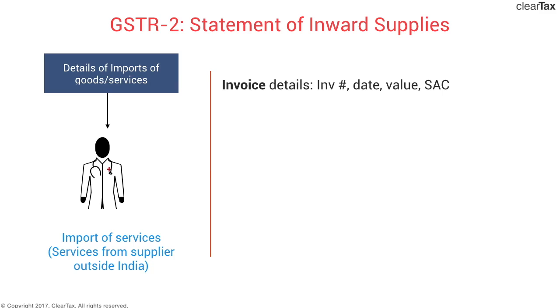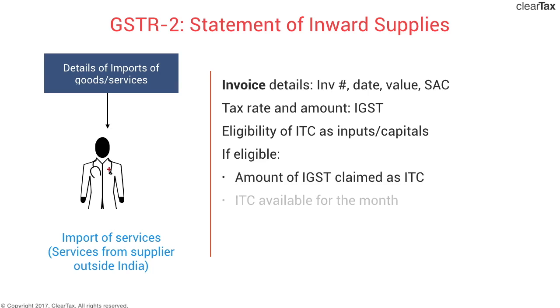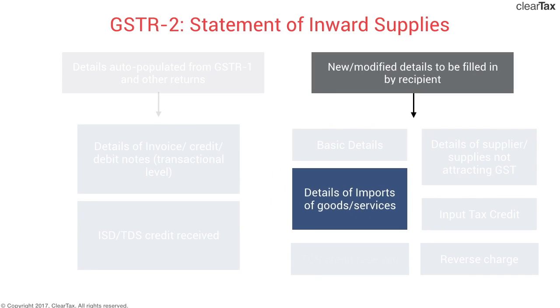Invoice details: invoice number, date, value and SAC code, tax rate and amount, only IGST and not CGST or SGST because imports are deemed interstate. Same conditions for ITC. If eligible, give the details related to ITC credit. That was the second category of new or modified details that the taxpayer has to file in.